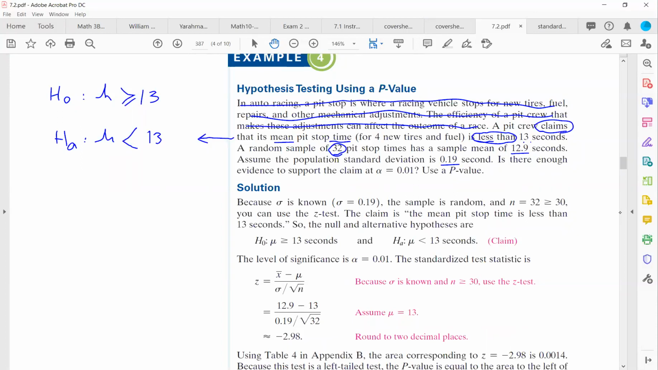This is the population standard deviation. This is your sigma. So the sample size is 32. The sample mean, x bar, is 12.9 and sigma is 0.19. The level of significance is also given, 1%. Let us check to see what's going on here.